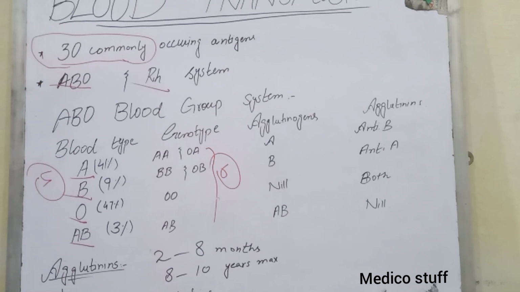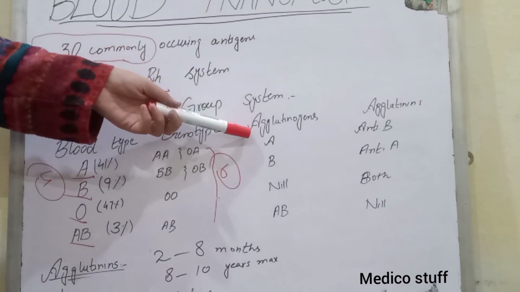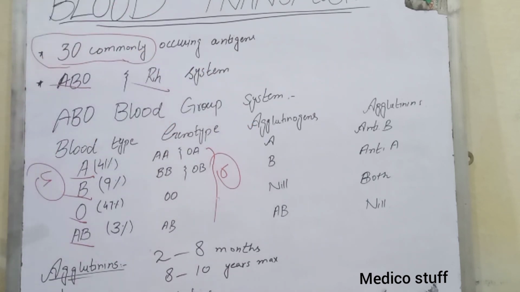Now we will see what types of antigens and antibodies are formed. Obviously, for A blood type, our blood will contain A antigen. Where is this antigen present? This antigen is present on the surfaces of RBCs.